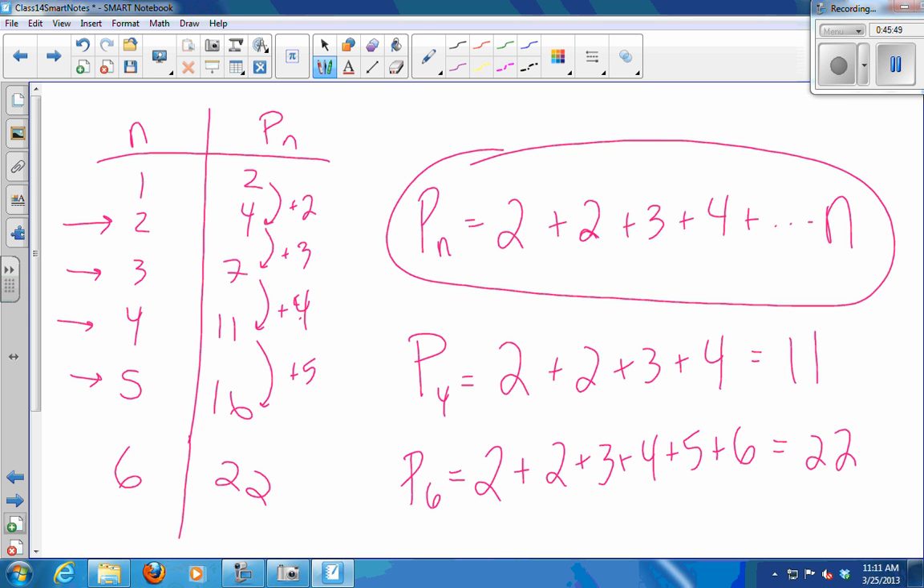Yes, exactly, and a 6 in that formula. Yeah, it's not a nice formula. It's a weird formula. Explicit, yes, because it only has n in it, not P sub n minus 1. That's what makes it explicit.